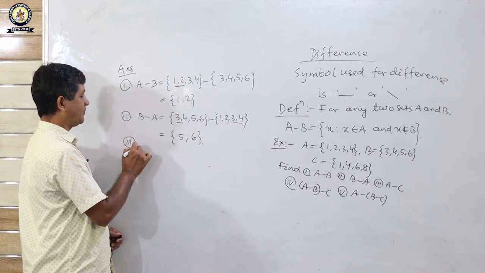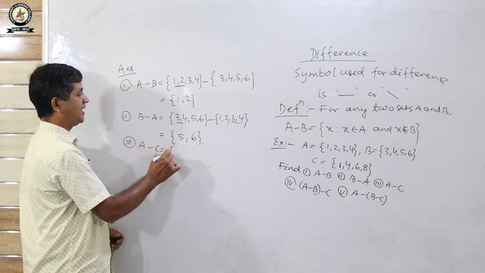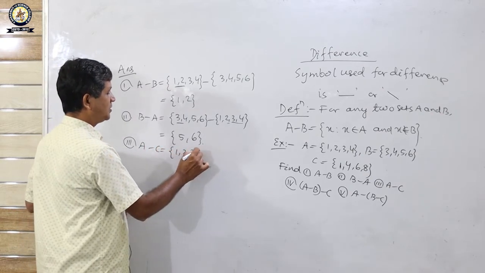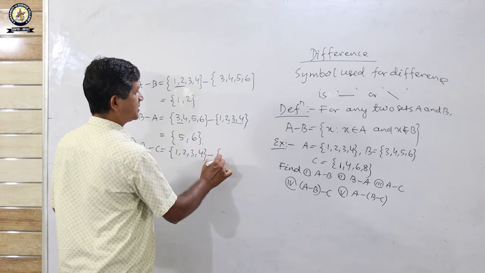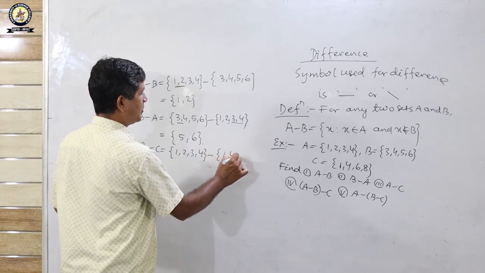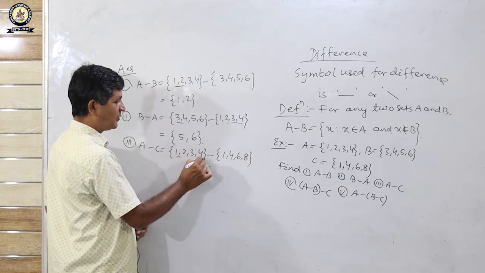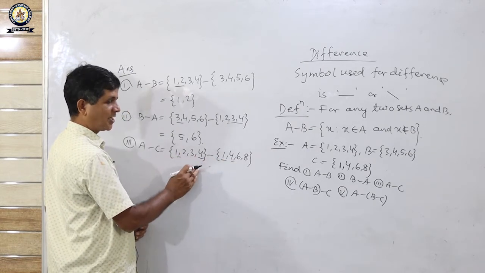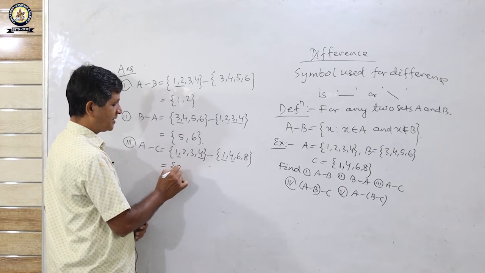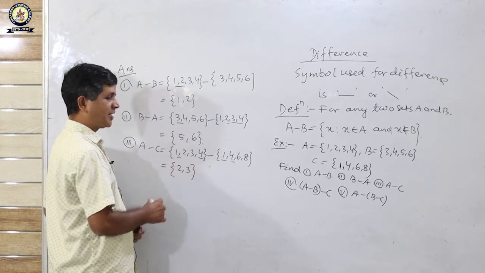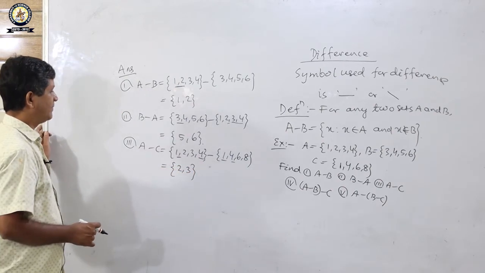Come to A difference C. A set is 1, 2, 3, 4, difference 1, 4, 6, 8. Which elements are common here? 1 and 4. Eliminate 1 and 4. The remaining two elements are 2 and 3. So A difference C contains the two elements 2 and 3.